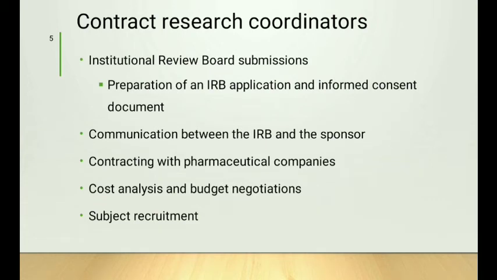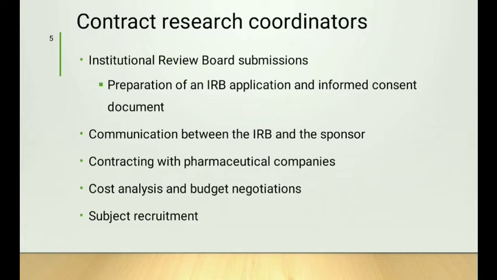Next we will see the CRC. CRC means Clinical Research Coordinator. It's institutional review board submission. Their role is to submit the protocol to the IRB, and prepare the IRB application and informed consent documents. So they have to prepare the institutional review board application form and informed consent documents. Communication between the IRB, the institutional ethics committee or institutional review board, and the sponsor. So they are in between the ethics committee and the sponsor. They have to communicate between the sponsor as well as the ethics committee.